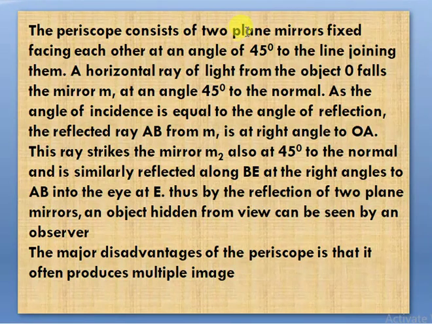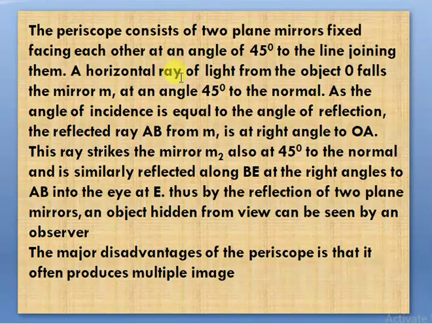A periscope consists of two plane mirrors fixed facing each other at an angle of 45 degrees to the line joining them. Now your plane mirrors, you've made them inclined at 45 degrees. You incline the two mirrors at 45 degrees. They will be facing each other.